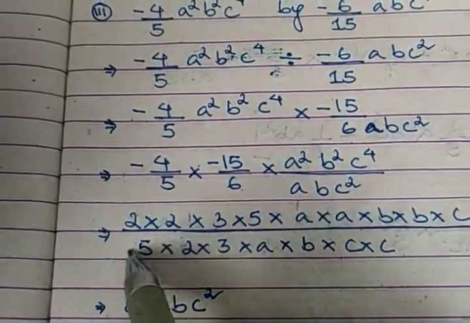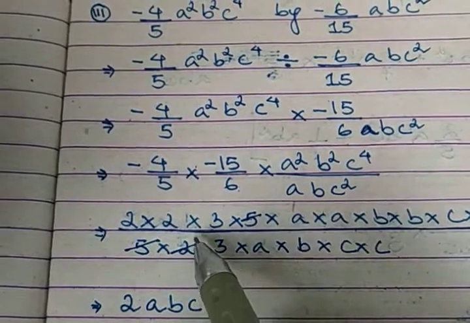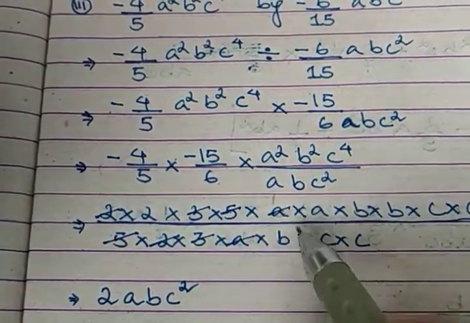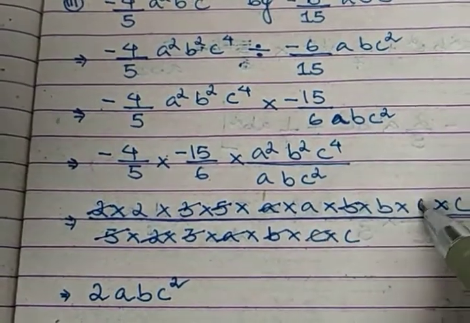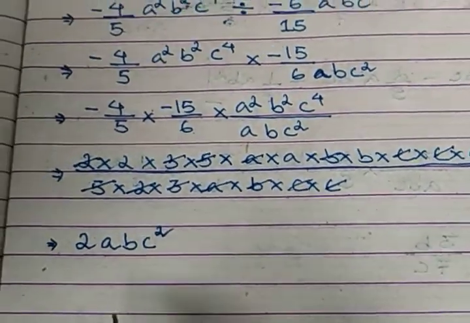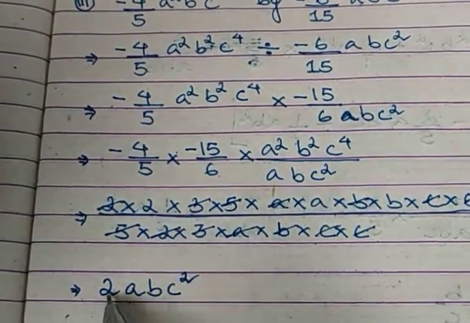Now from here, what you can do is cancel the like terms. 3 and 3 also got cancelled. This a and a got cancelled. b and b got cancelled. c and c also got cancelled. So what's left in the numerator? 2.